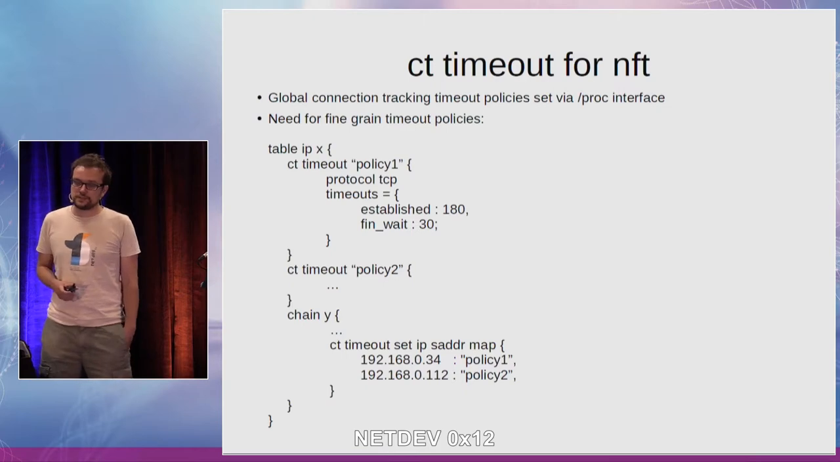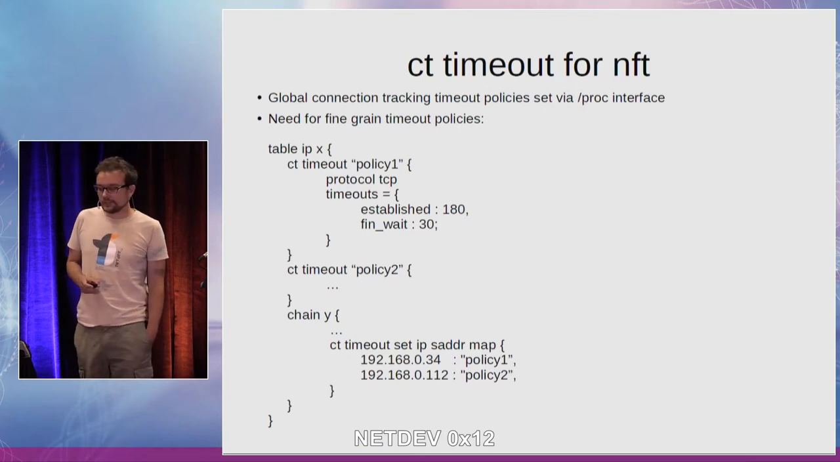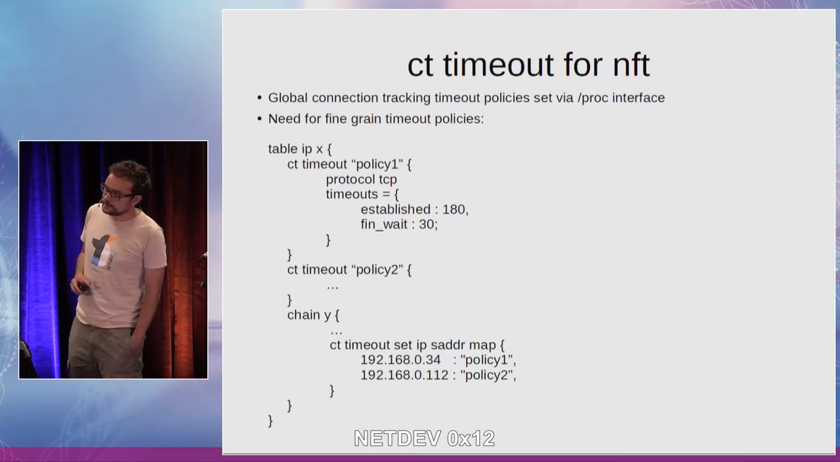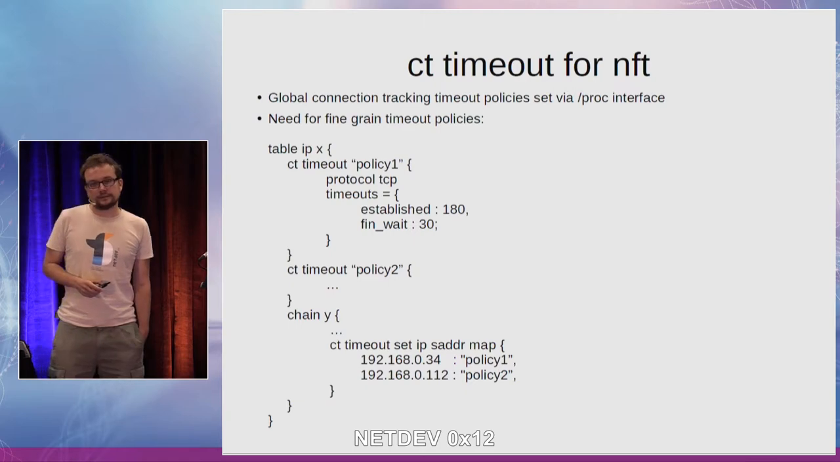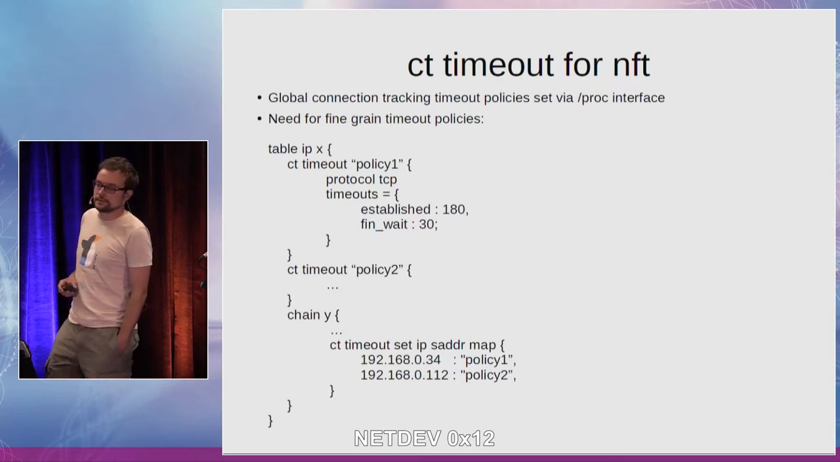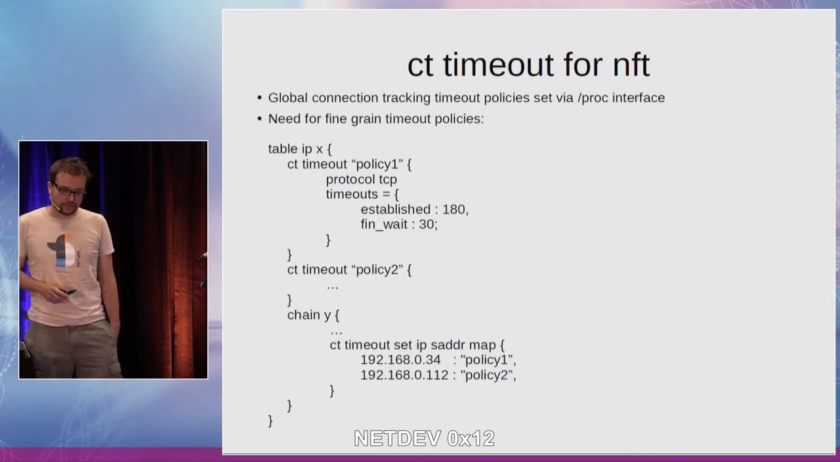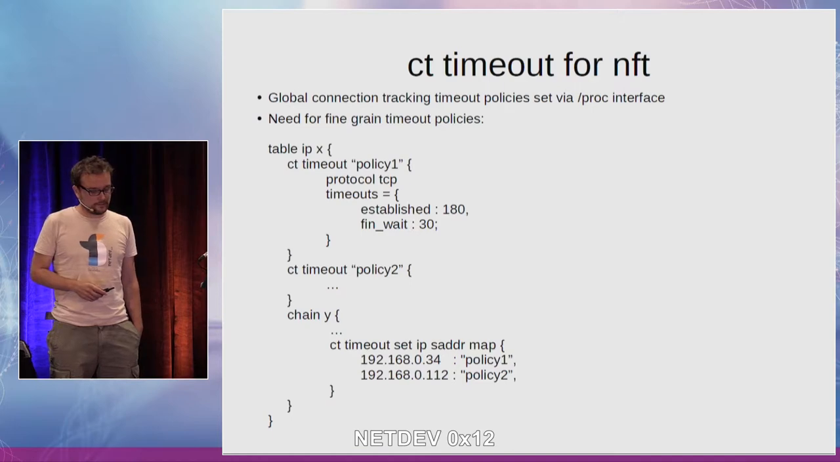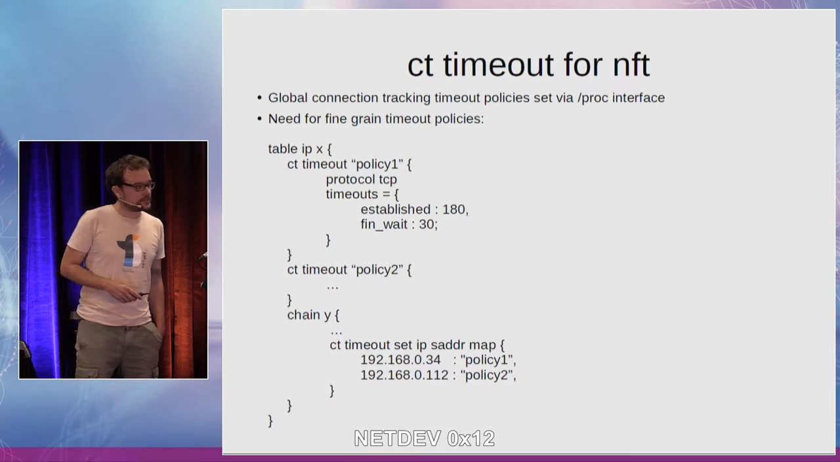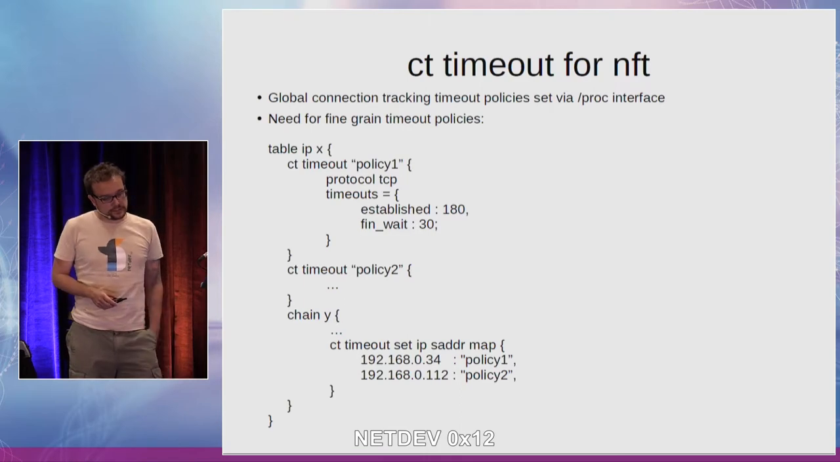Something else Harshita has been working on is another corner, another feature that is missing in nftables: fine-grain timeout support. In iptables, we have the nfnetlink_cttimeout infrastructure that allows you to specify timeout policies for connection tracking for a given number of connections that are matching some criteria, because sometimes the global timeout policy available for connection tracking does not fit well for what you need.